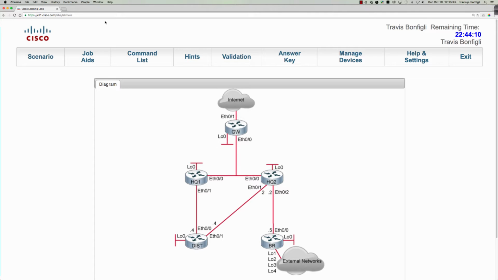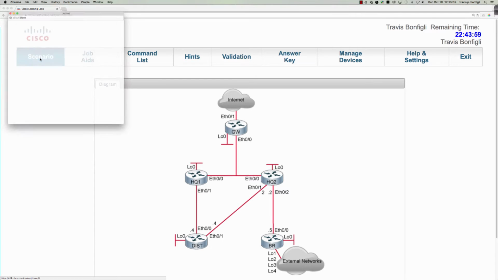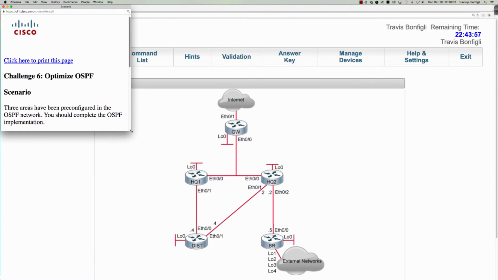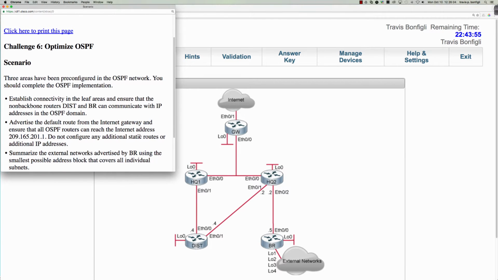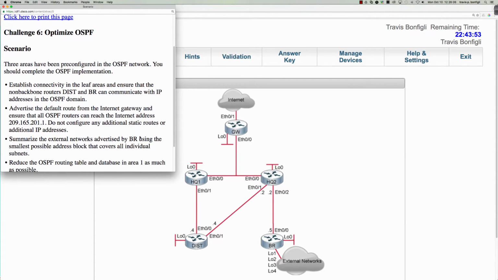This is the CCNP route course, and this afternoon's video tutorial is going to be on challenge activity number 6, where we're going to take a look at optimizing OSPF. If we take a look at our scenario here, you can see that areas have been pre-configured. We need to establish connectivity in the leaf areas and ensure that the non-backbone routers, which are distribution and branch, can communicate with IP addresses in the OSPF domain.